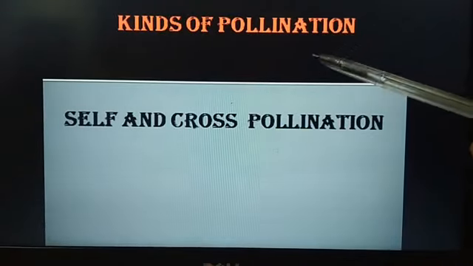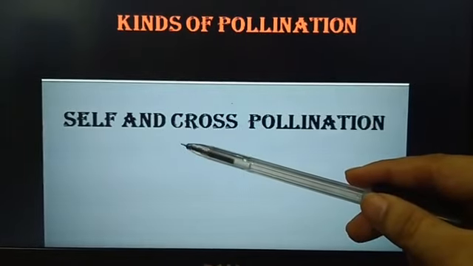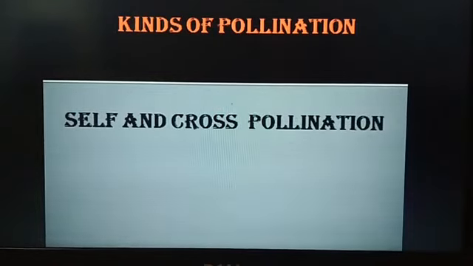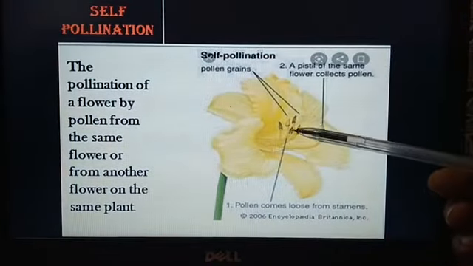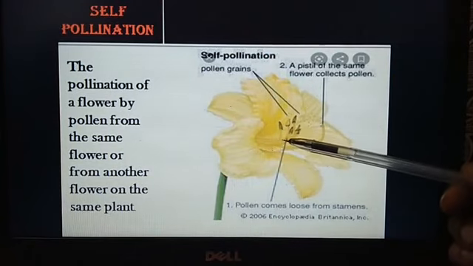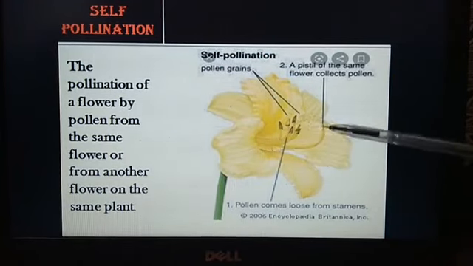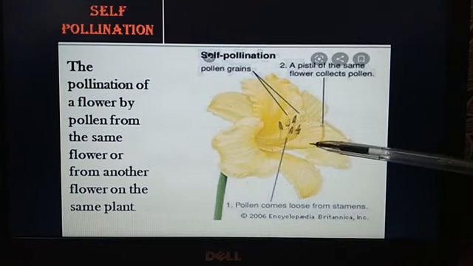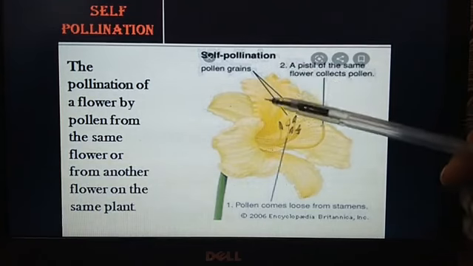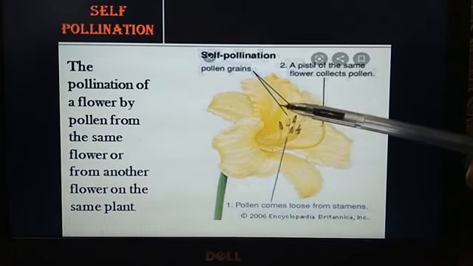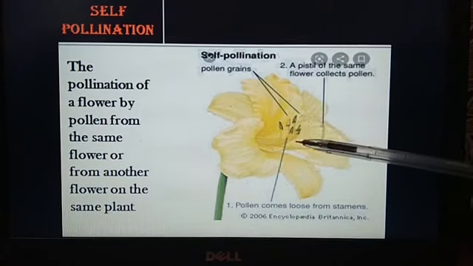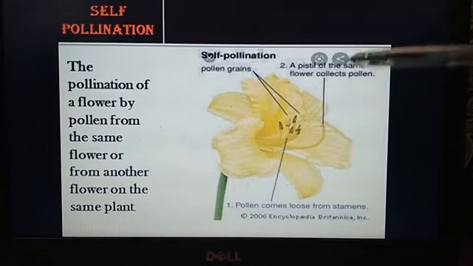Kinds of pollination. There are mainly two ways of pollination: self-pollination and cross-pollination. Self-pollination. In this pollination, transfer of pollen grains from the anther of one flower to the stigma of the same flower or another flower of the same plant is called self-pollination. Self-pollination is seen in peanut, orchid and peas. This type of pollination does not require carriers such as bees and butterflies.